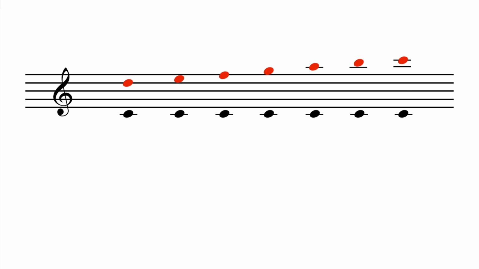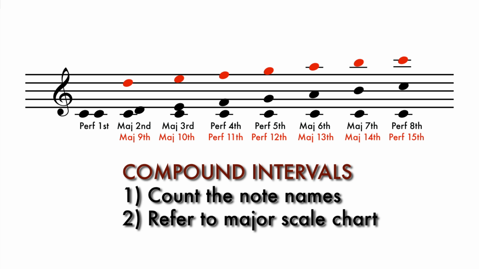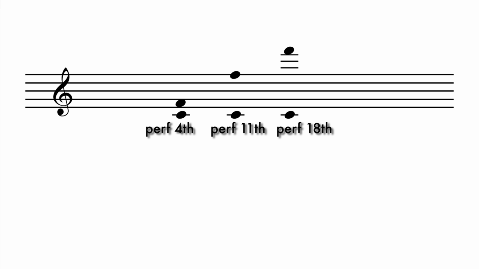When an interval is greater than an octave, it is called a compound interval. Compound intervals have the same characteristics as their relative octave intervals and are determined the same way you would with intervals less than an octave. You would count the note names and refer to the major scale chart. Let's say we have a major second interval. If we raise the top note by an octave to a ninth or even to a 16th, it will remain a major interval. A perfect fourth is the same as a perfect 11th or 18th. A diminished fifth is the same as a diminished 12th or 19th.